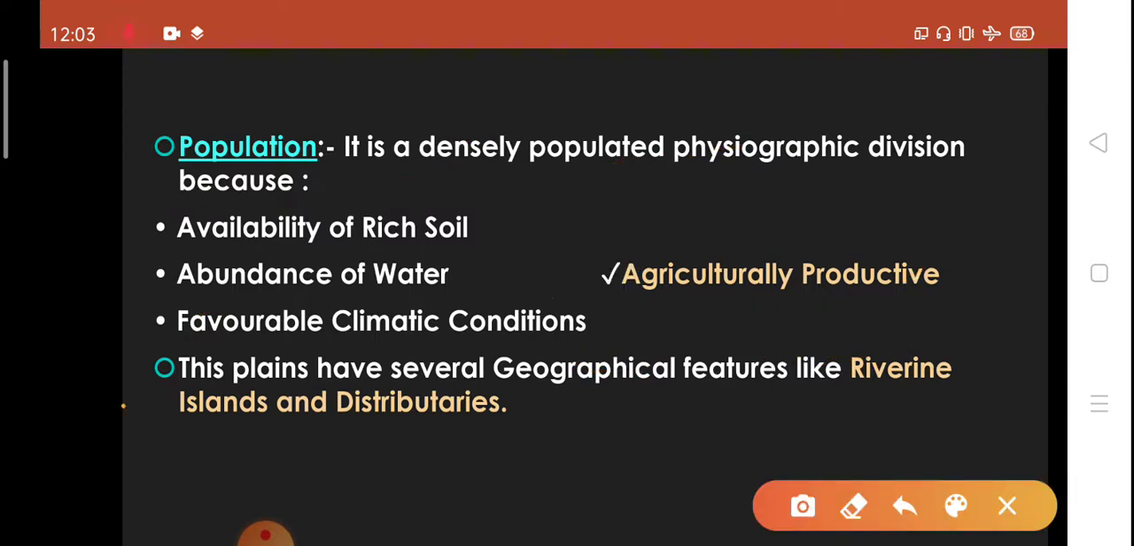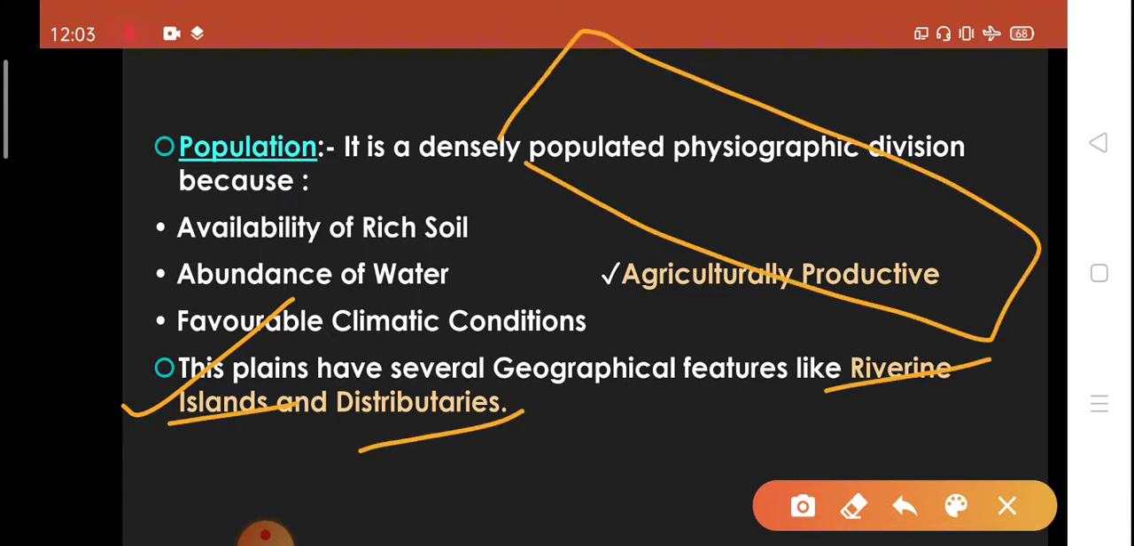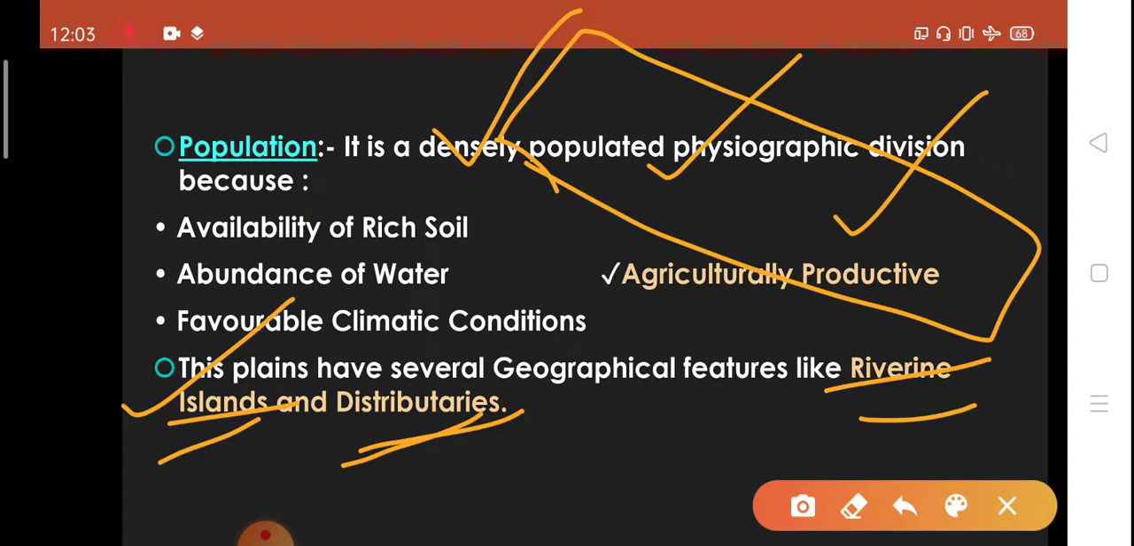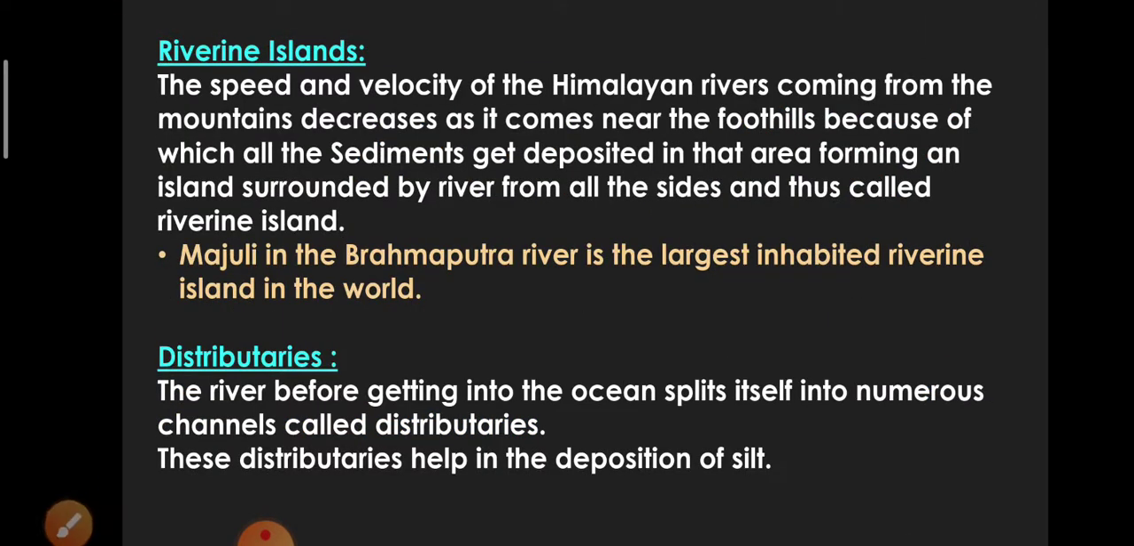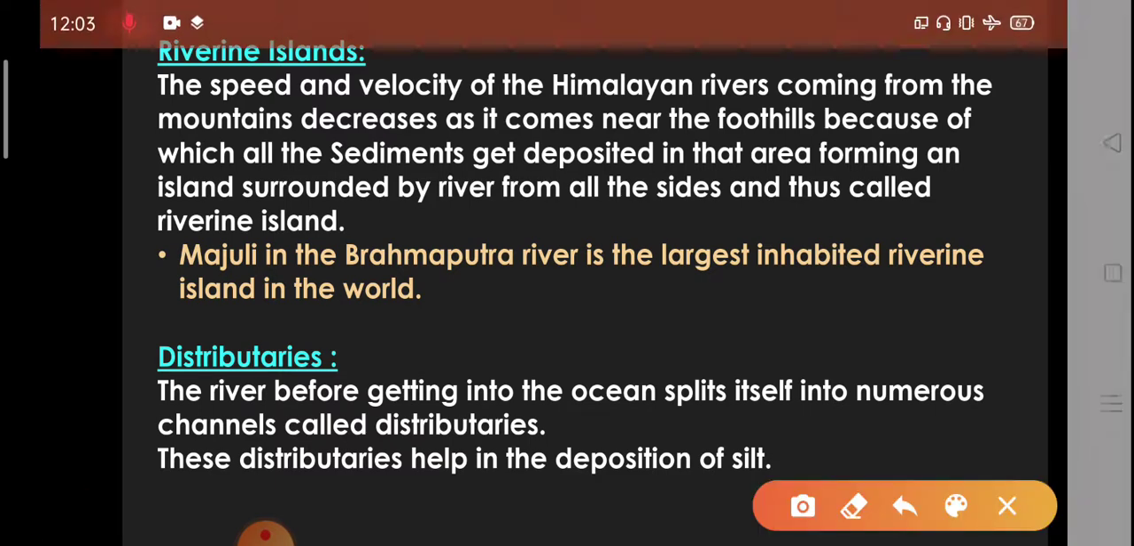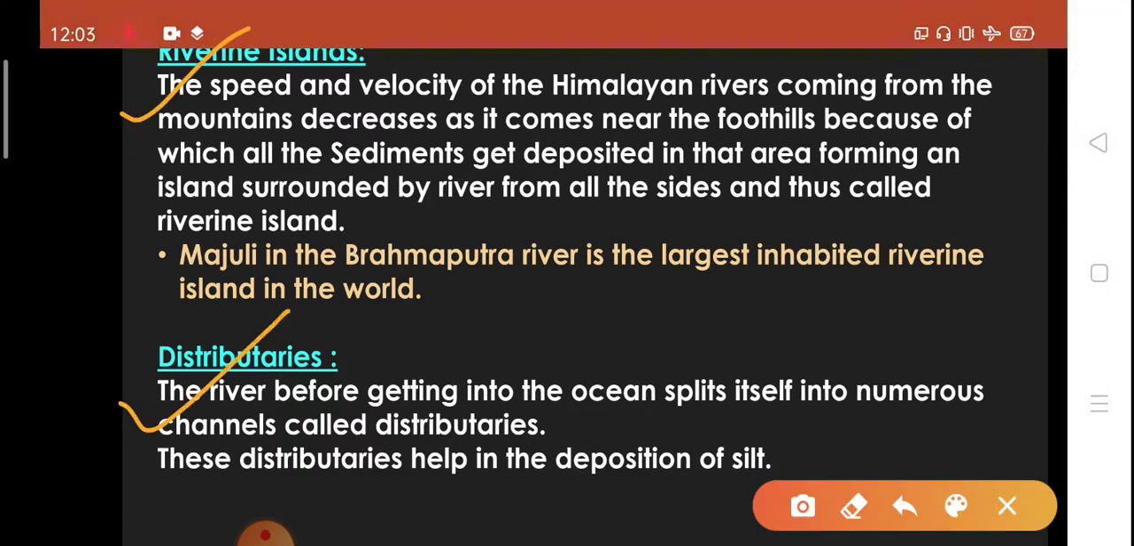Now we are going to talk about this point. It says these plains have several geographical features like the riverine island and distributaries. That means the northern plains are themselves a geographical feature, and in the northern plains we have two types of geographical features, which are the riverine island and distributaries. Now you'll ask me, what are riverine islands and what are distributaries? We are going to talk about that in the next slide. We're going to talk about riverine islands first and then the distributaries.